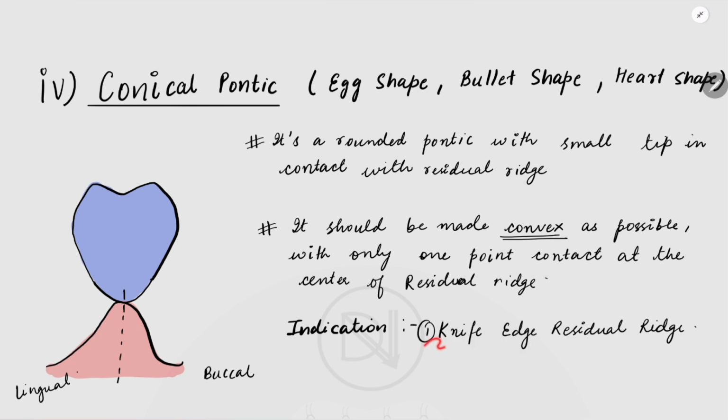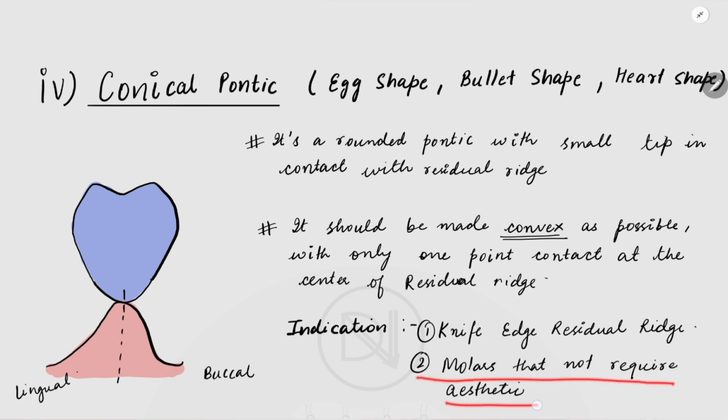So we can use it in those regions which have a knife edge residual ridge. If a patient's mouth has a knife edge kind of residual ridge, then you can go for the conical Pontic. Then for those molars which do not require aesthetics, you can also use this kind of conical Pontic.